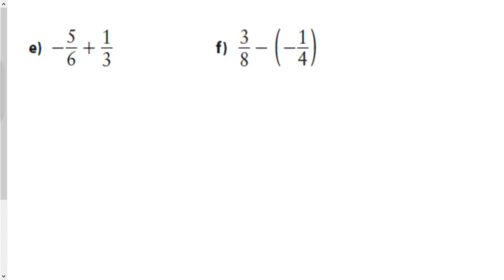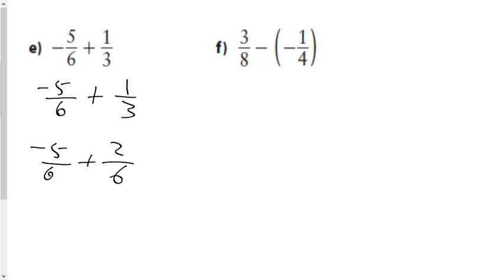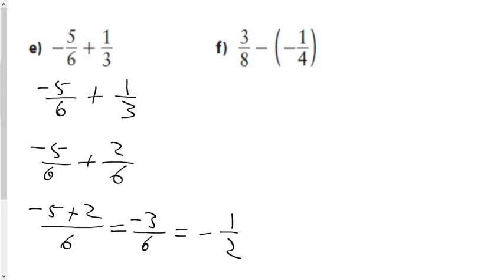Question E and F are our last two. Negative 5/6 plus 1/3. I'm just going to rewrite it like this. I always like to have my negative sign in my numerator. Equivalent fractions will have a 6 denominator. It's the first multiple both 6 and 3 share. So negative 5/6 plus 2/6. Add the numerators. Keep your denominator. You get negative 3/6, which in lowest terms is negative 1/2. Now notice, because it's my final answer, you can put your negative symbol just in front of the entire fraction. It's good form. Have it like that.